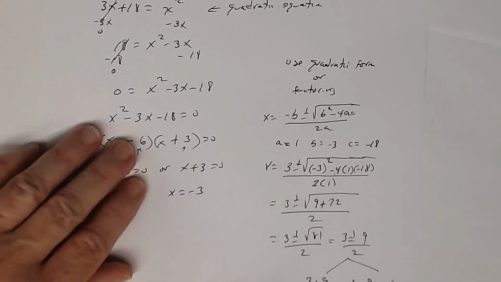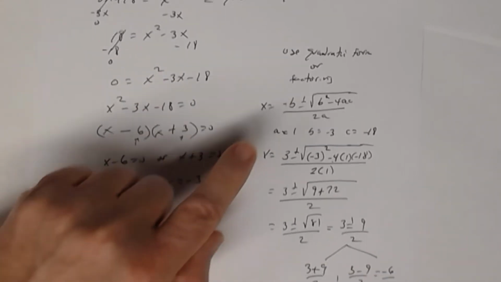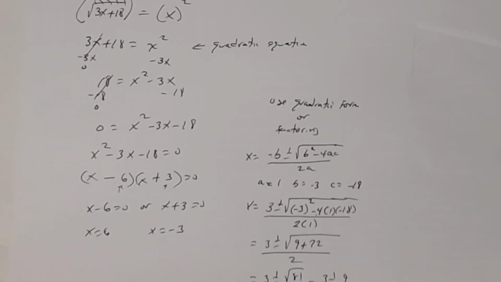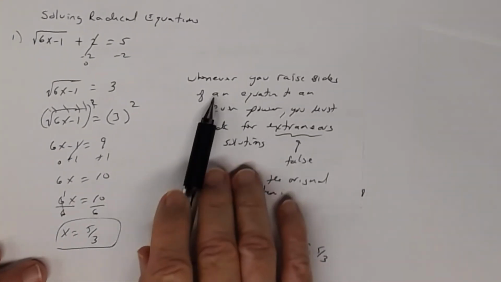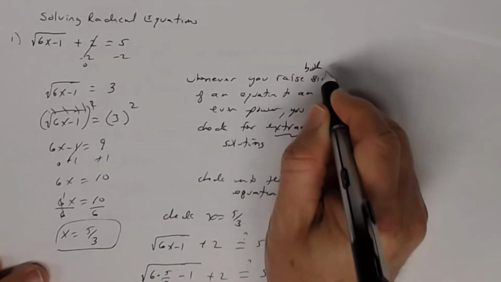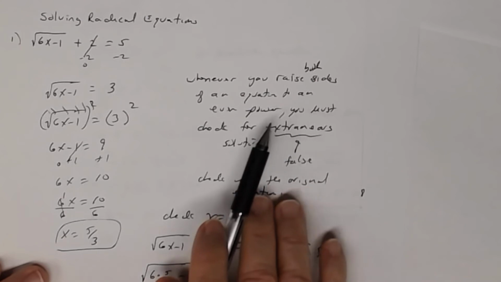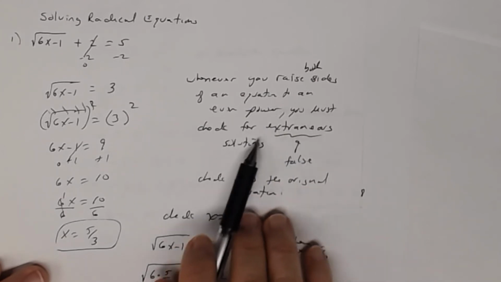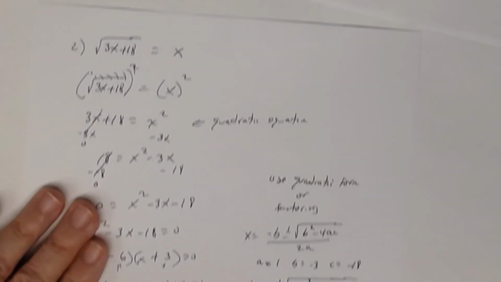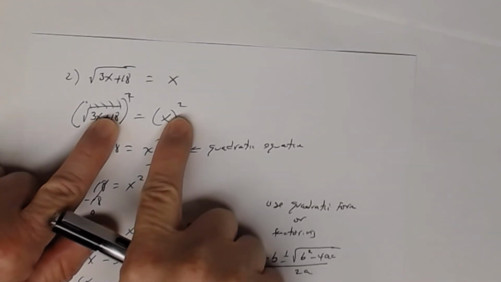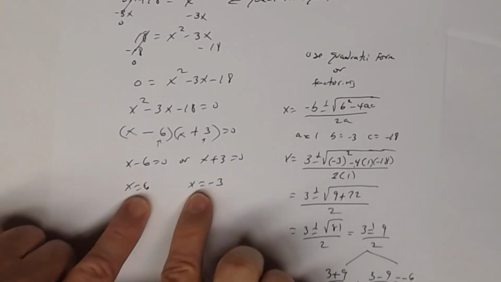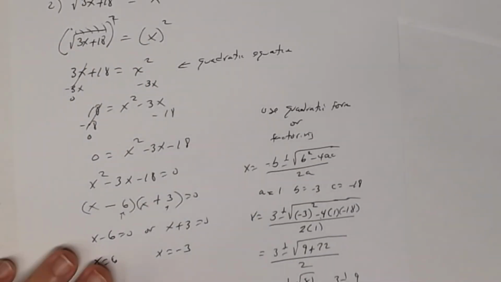Okay, so you could have done this by factoring, found the solutions by factoring, or used the quadratic formula. Now, remember, whenever you raise both sides of an equation to an even power, you must check for extraneous solutions. So notice at some point I raised both sides to an even power, right? So that means I have to check both of those solutions in the original equation.